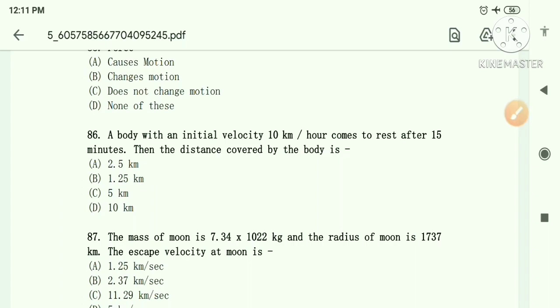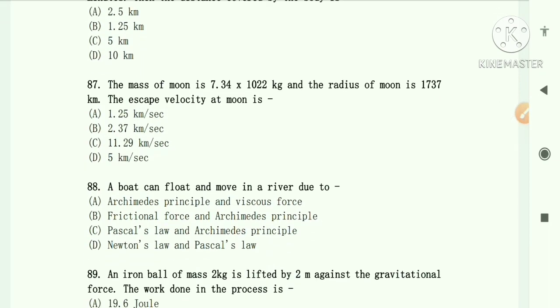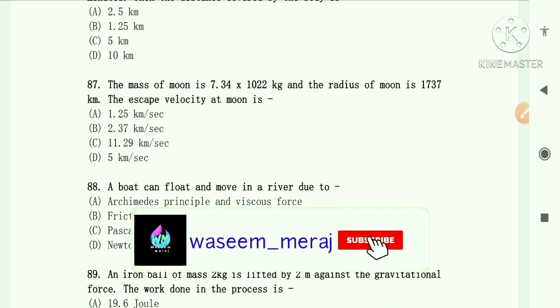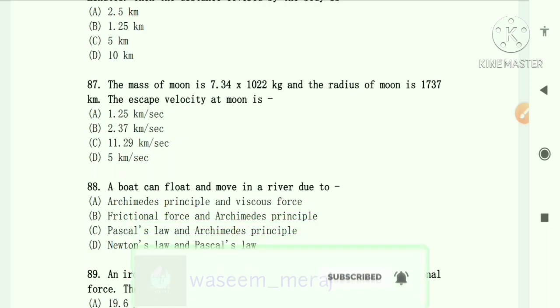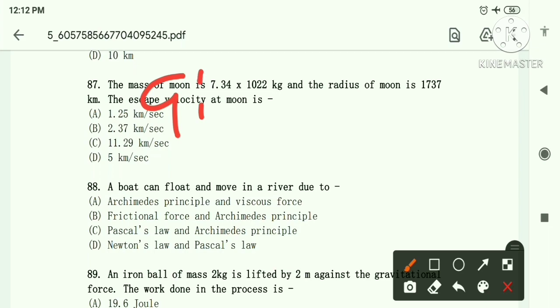Here it is. The mass of the moon is 7.34 into 10 raised to 22 kg and the radius of the moon is 1737 kilometer. The escape velocity at the moon is, okay, here it is. Option A 1.25 kilometer per second, option B 2.37 kilometer per second, option C 11.29 kilometer per second, option D 5 kilometer per second.